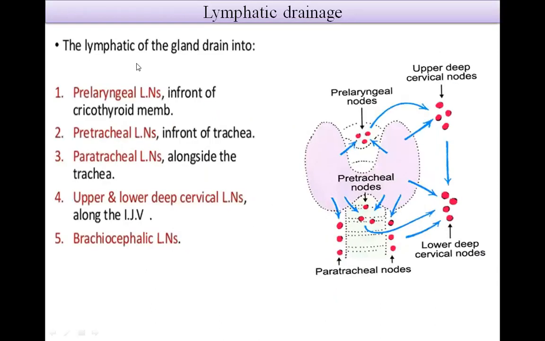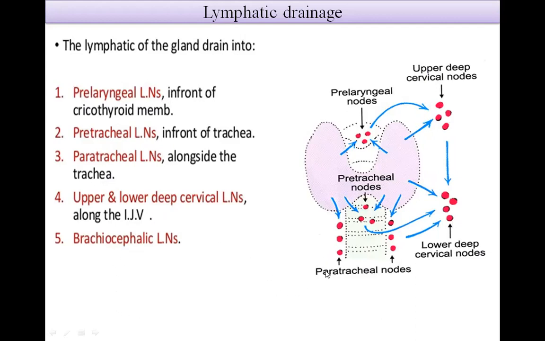Lymphatic drainage. The lymphatics of the gland drain into the prelaryngeal group of lymph nodes in front of the cricothyroid membrane, and the pretracheal lymph nodes in front of the trachea. Here you can see the pretracheal lymph nodes. These are the prelaryngeal lymph nodes. Then the paratracheal lymph nodes along the side of the trachea, the upper and lower deep cervical lymph nodes along the internal jugular vein here, and the brachiocephalic lymph nodes.